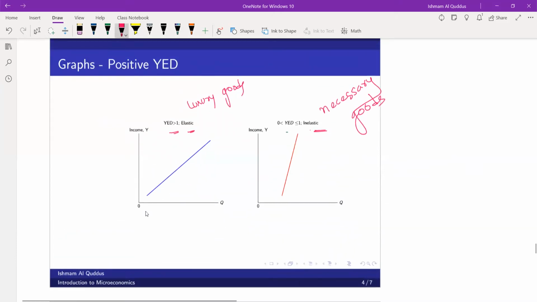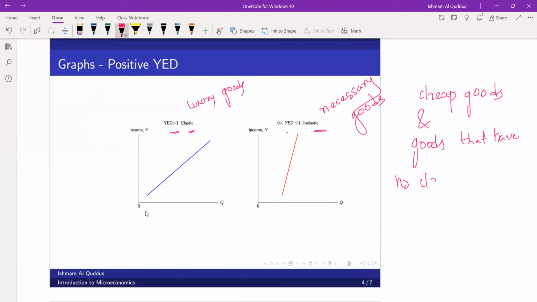And also I want you to think of this: besides necessary goods, cheap goods and goods that have no close substitutes, that is other options, these goods tend to be more inelastic.